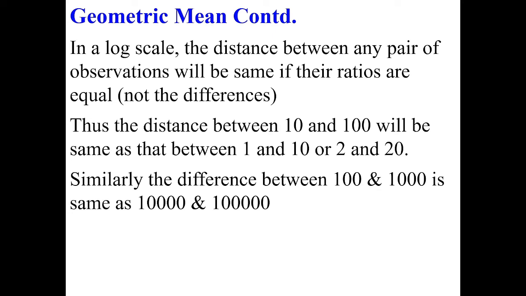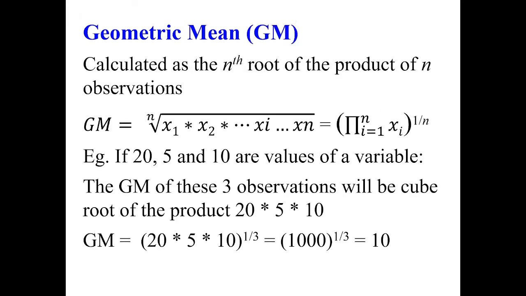In a logarithmic scale, the distance between any pair of observations will be the same if their ratios are equal, not the differences. To tell you in a more descriptive way, the distance between 10 and 100 will be the same as that between 1 and 10 or 2 and 20, because the ratio between 10 and 100, 100 by 10, is 10, 10 by 1 is 10, 20 by 2 is 10, and so the distance between any pair of observations is the same if the ratios are equal. Similarly, the difference between 100 and 1000 is the same as 10,000 and 100,000.